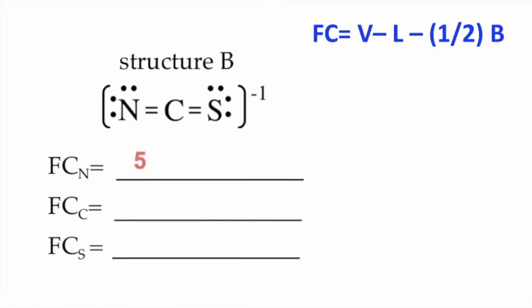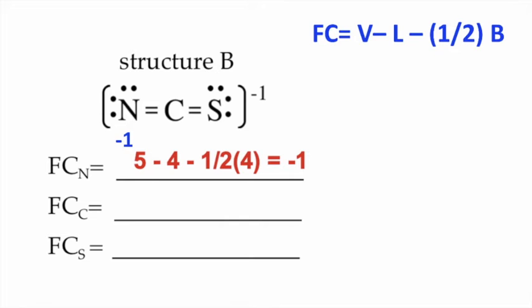Well, nitrogen has 5 valence electrons. We see we have 4 lone pair electrons, and we have 4 electrons tied up in that double bond. We're going to take half of that, add them all up, we get -1. And we'll put that -1 right under the nitrogen.